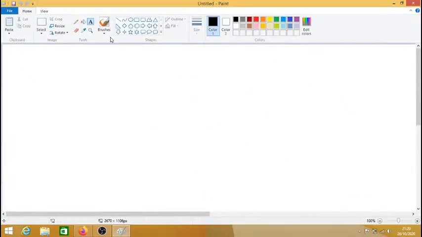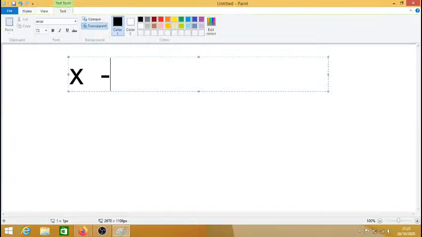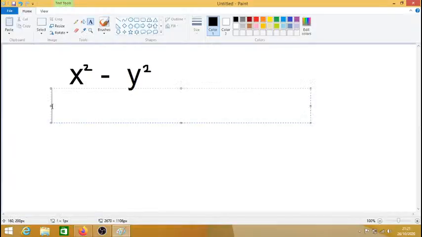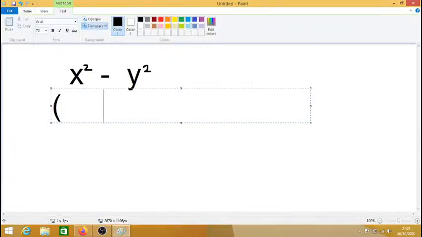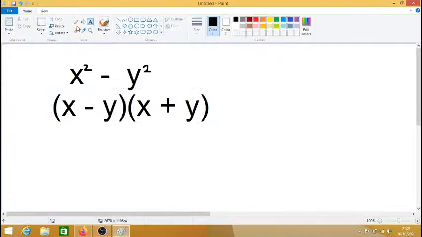And we can use that technique even if we have two unknown squares. So if we're doing x squared take away y squared, again we can know, once we reshape the rectangle, that the smaller side would be x take away y, and the long side would be x plus y.